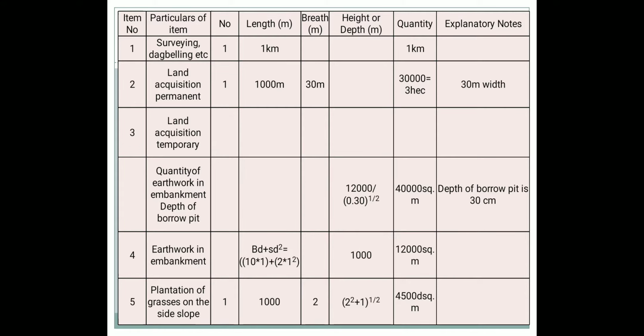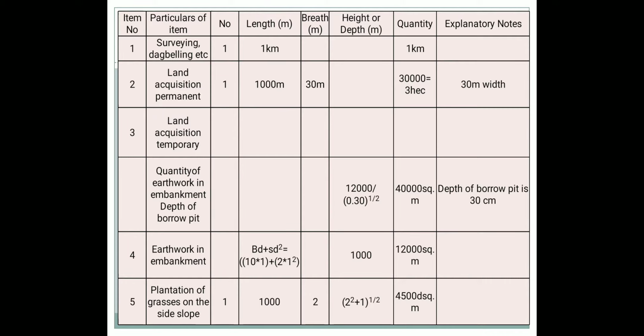To start with, surveying, 1 kilometer, the quantity is 1 kilometer. Land acquisition for permanent is 1030, that is 3 hectare. Land acquisition temporarily, it is 12,000 divided by root of 0.3, that is 40,000 meters square. That is depth of the parapet is 30 centimeter.